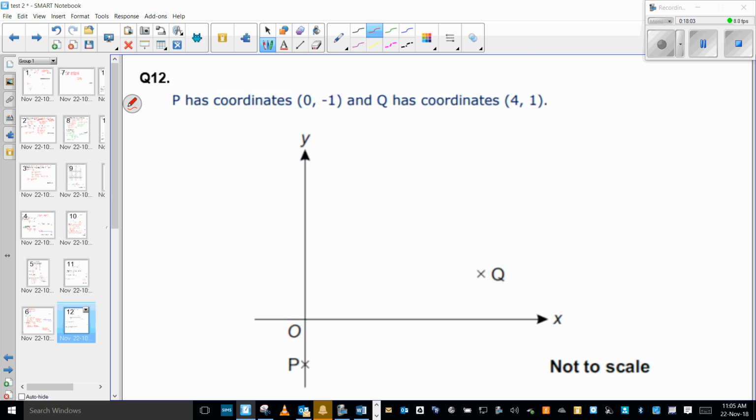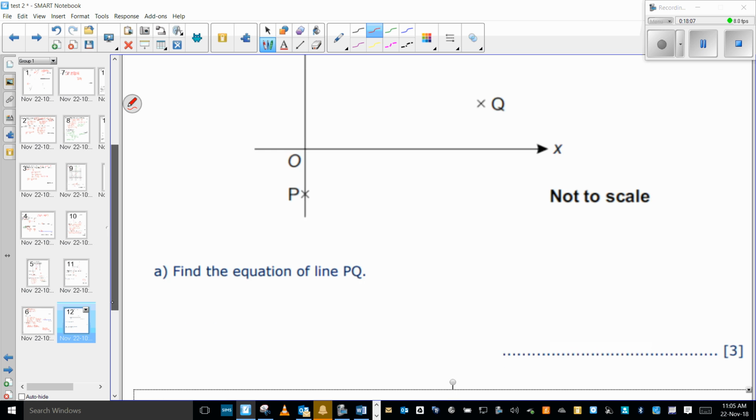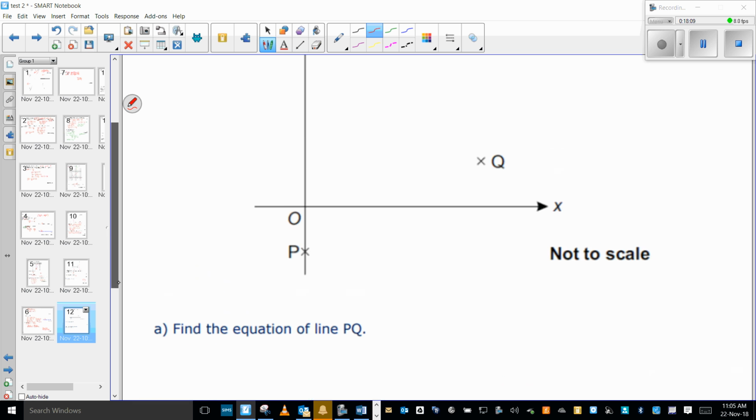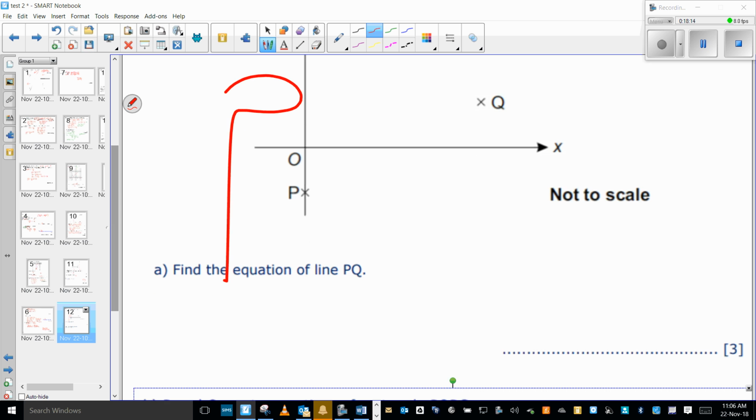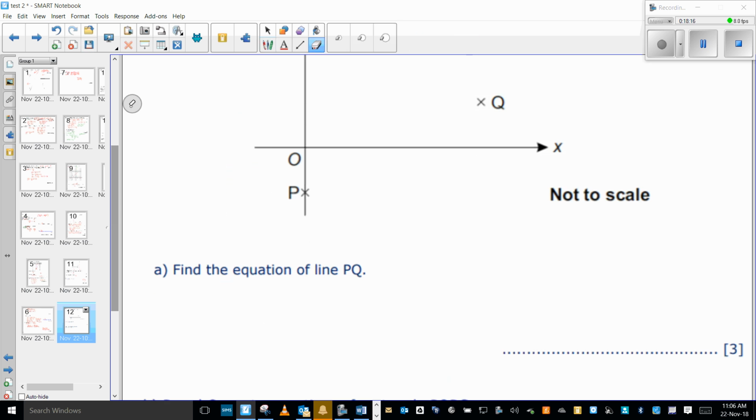P has coordinates and Q has coordinates. Find the equation of the line PQ. Equation of a line, what format? What two things do we need to find? A gradient and a y-intercept. How do we find the gradient?